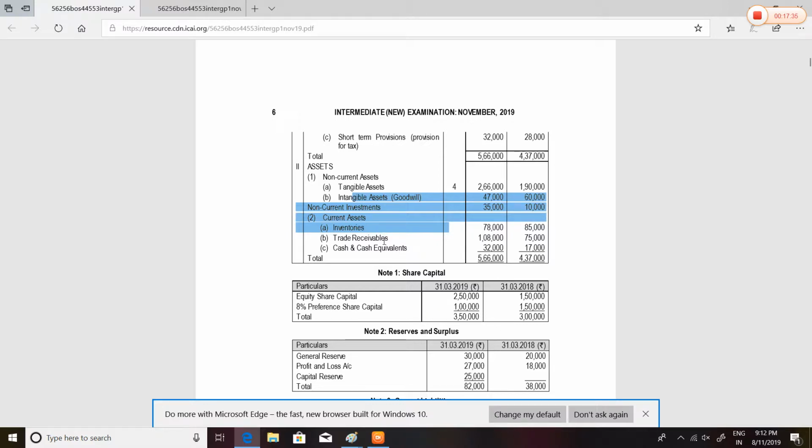Trade receivables. There's an increase in trade receivables from 75,000 to 1,08,000. That means 33,000 rupees have been increased in trade receivables, so we'll subtract it.